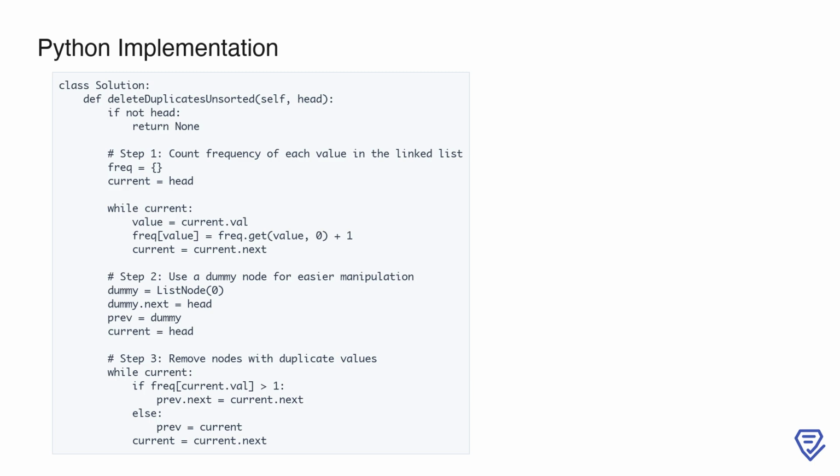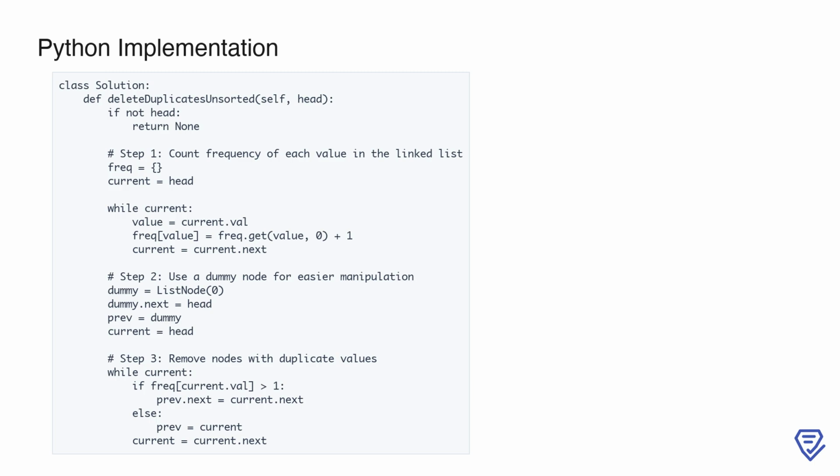Next, we need to count the frequency of each value in the linked list. To do this, we initialize an empty dictionary called frequency. We then traverse the entire linked list using a while loop, where the current node is iterated one by one. For each node, we extract its value and update the frequency in the dictionary. If the value already exists in the dictionary, we increment its count, otherwise, we set it to 1. This gives us a complete frequency map of all values in the linked list.